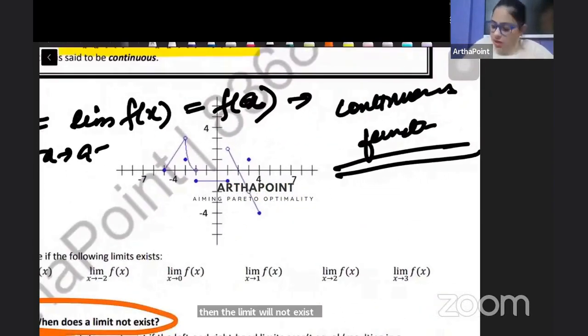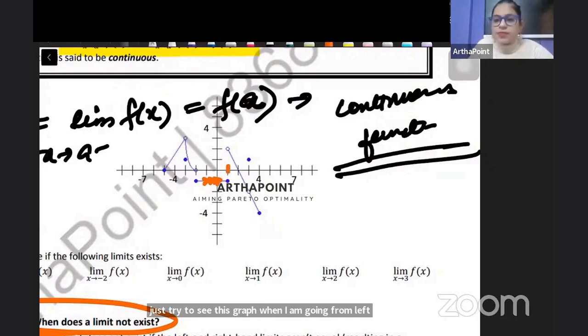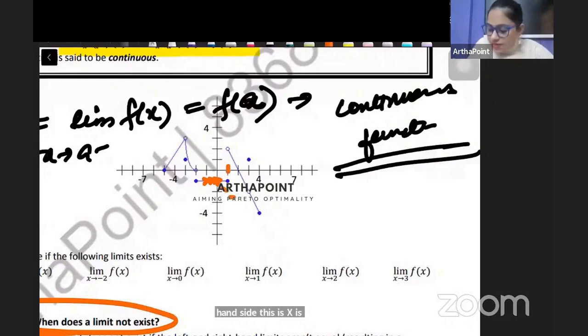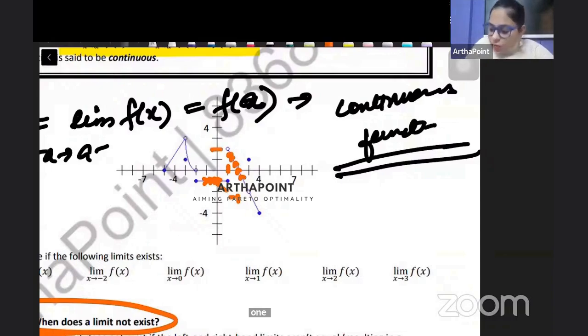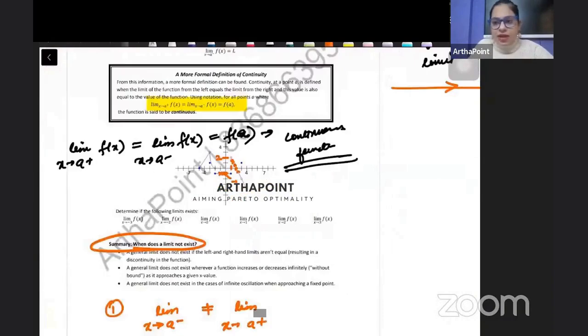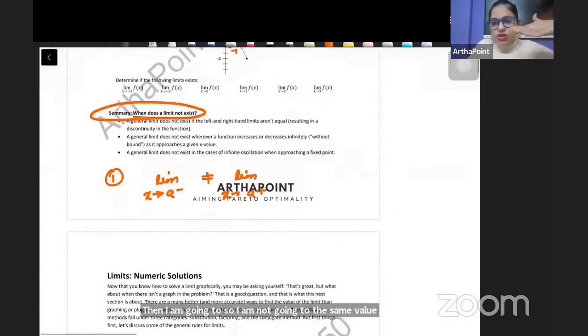Just try to see this graph. When I am going from left hand side, this is x is 1, the value of the function is -1. When I am going from right hand side, then I am going towards 2. So I am not going to the same value, na? When I am approaching it from left hand side, alag answer aa raha hai. When I am approaching it from right hand side, alag answer aa raha hai.